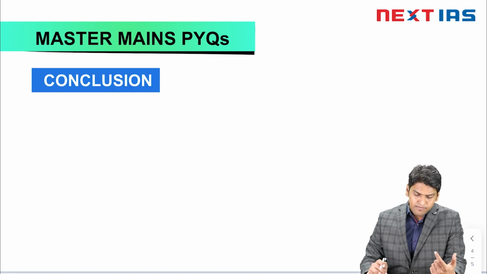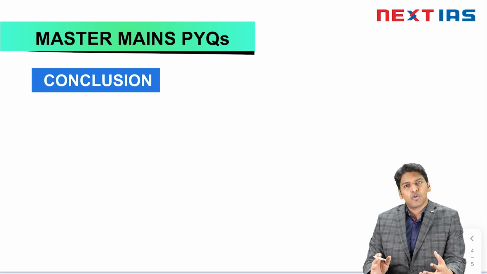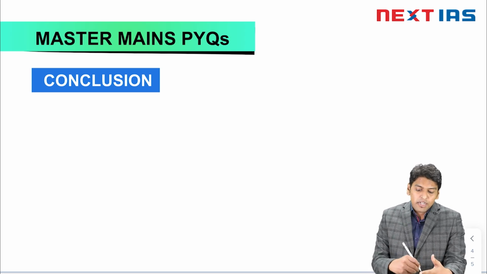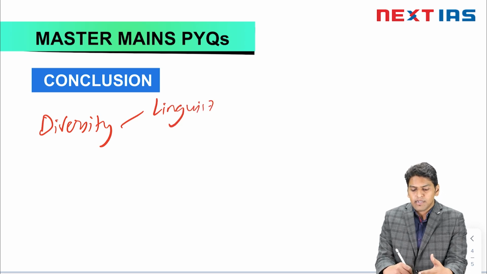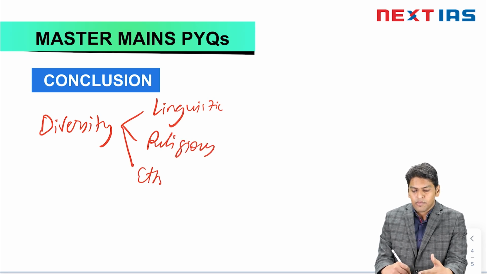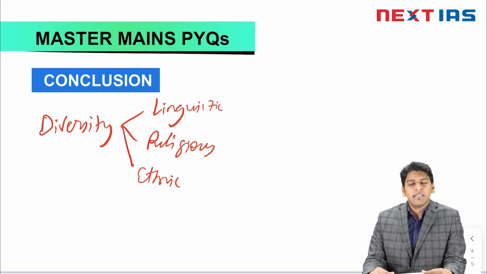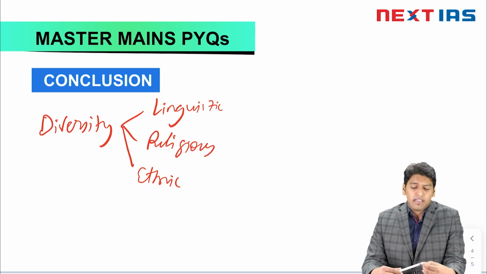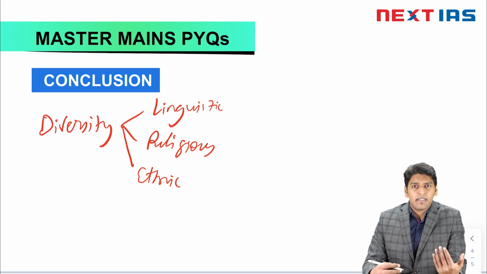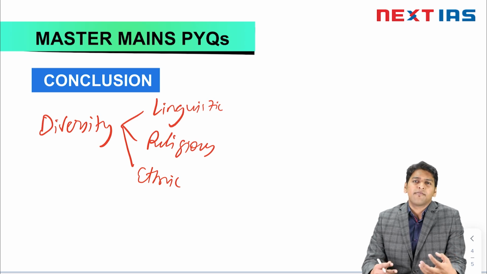In conclusion, we can write how distinct geography led to the diversity of India. India is very diverse: linguistic diversity, religious diversity, ethnic diversity. You can say that this kind of diversity in India is because of geographical factors, because the wide range of geography provided different kinds of initiatives for different empires to develop.